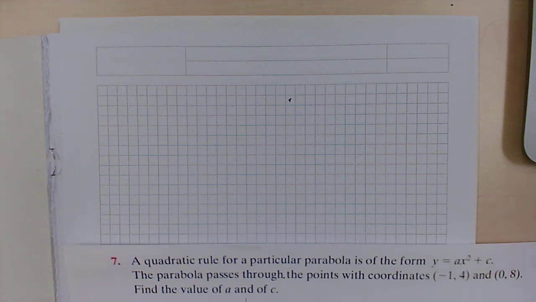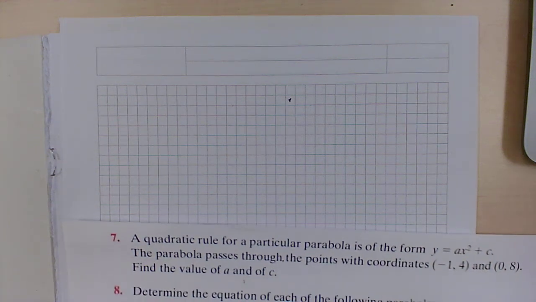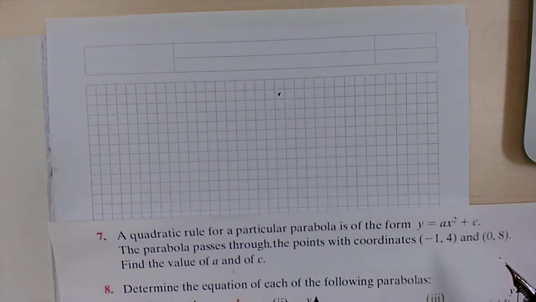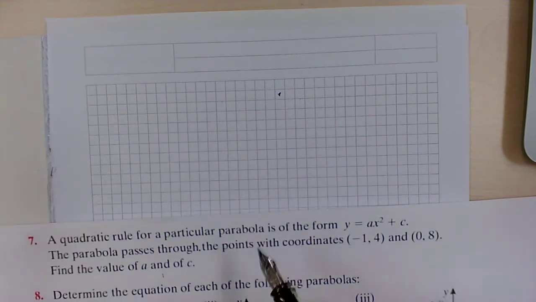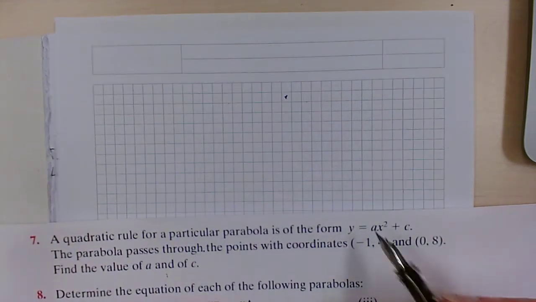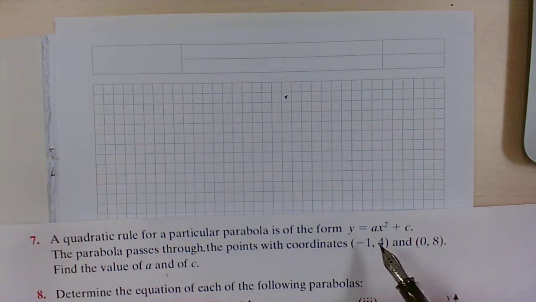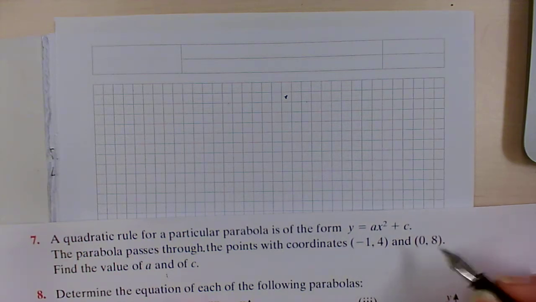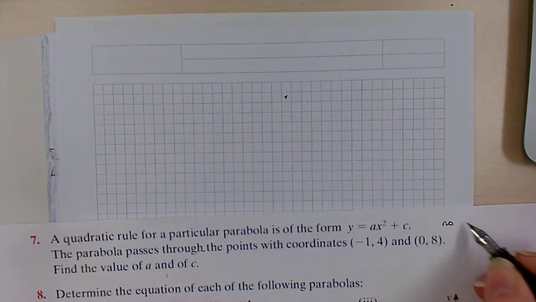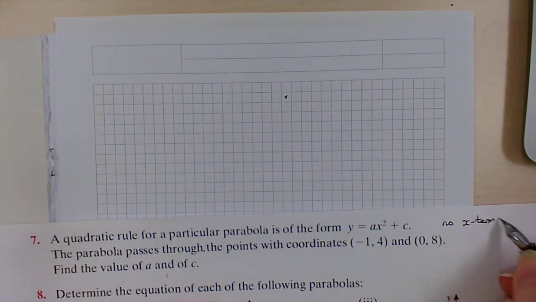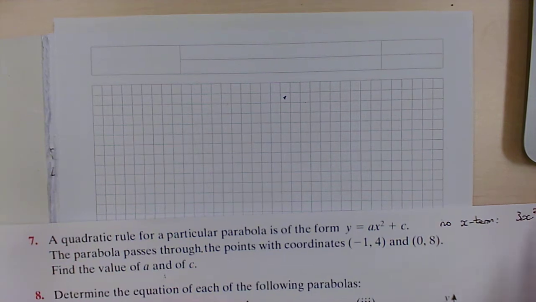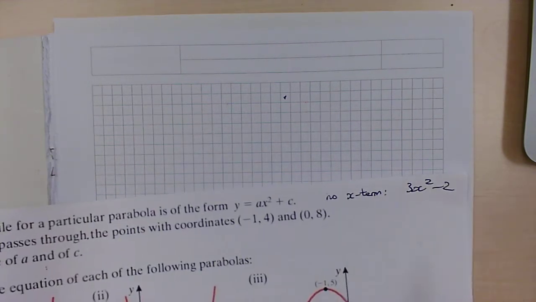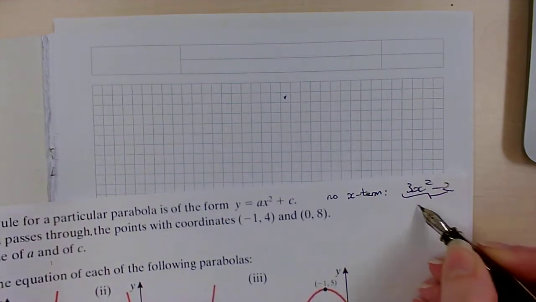Now, the reason I included question 7 is it's the type of question that really confuses people a lot of the time. So what they're saying is that we have a quadratic, a parabola means a quadratic, and its form is like this, y equals ax squared plus c. So what they're saying is that there's no x term. That it's going to look something like, 3x squared minus 2, for example. So it might look something like this. This is just an example.